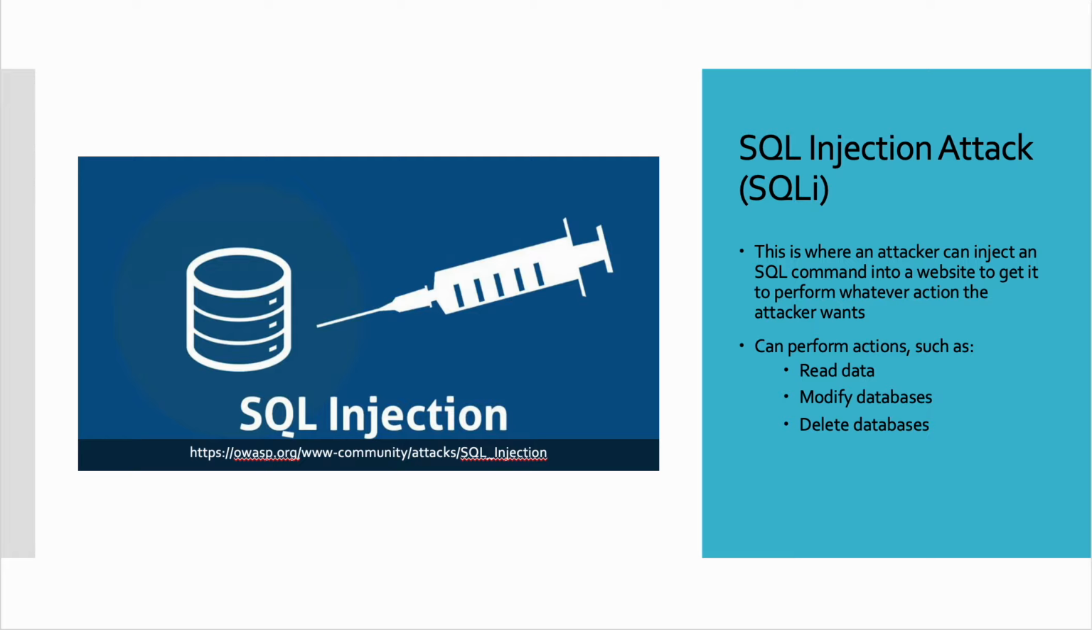Oftentimes, if it's vulnerable to this, an SQL injection could allow modifying of the database or the data, reading of the data, or deleting a whole database or a whole table. More often than not, if you're going to be deleting something, it would most likely be only a table. But if they really wanted to go after it, they could just delete the whole database. And that's why this one can be so serious, because if you delete a whole table or a whole database, that's not good and causes very critical damage.